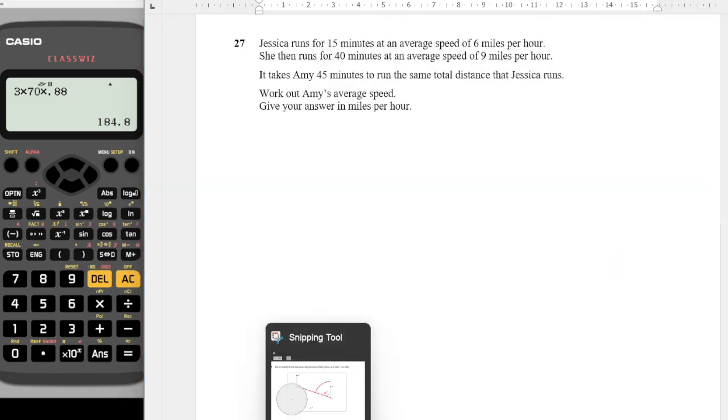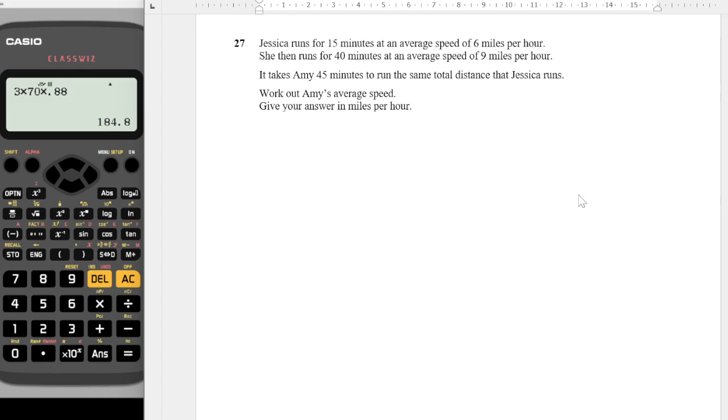Okay, 27. Jessica runs for 15 minutes at an average speed of 6 miles per hour. She then runs for 40 minutes at an average speed of 9 miles per hour. It takes Amy 45 minutes to run the same distance that Jessica runs. Work out Amy's average speed.